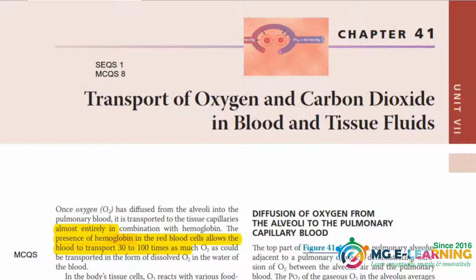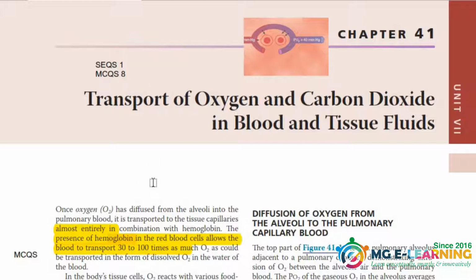This is Hafsa Mubin from Federal Medical and Dental College, and we are doing Unit 7 of Physiology. This unit is about respiration, and we are on Chapter 41. This chapter is about transport of oxygen and carbon dioxide in blood and tissue fluids. First of all, table of specification. From this chapter in paper, there will be 1 SCQ and 8 MCQs.